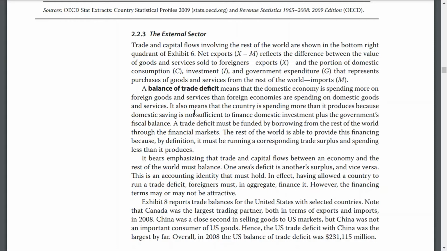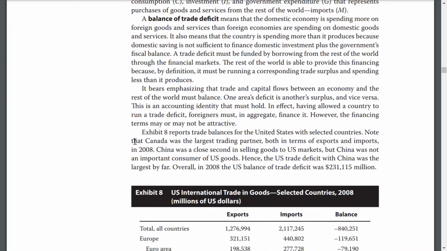It bears emphasizing that trade and capital flows between the economy and the rest of the world must be balanced. One area's deficit is another's surplus, and vice versa. This is an accounting identity that must hold. Having allowed a country to run a trade deficit, foreigners must in aggregate finance it. The financing terms may or may not be attractive.